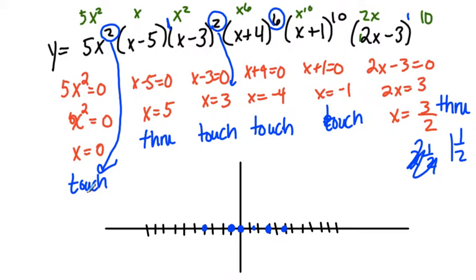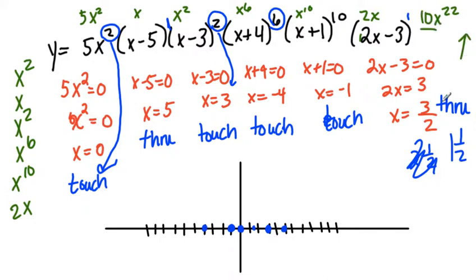Okay, so let's do it again. I have x to the second, x to the second, x to the 6th, x to the 10th, and then I have 2x. So that's 2, 3, plus 2 is 5, plus 6 is 11, plus 10 is 21, 22. Sorry about that. Let's double check that. So 10 would make the right hand go up because it's positive, and 22 makes the left hand go in the same direction. So I have this arrow and this arrow.